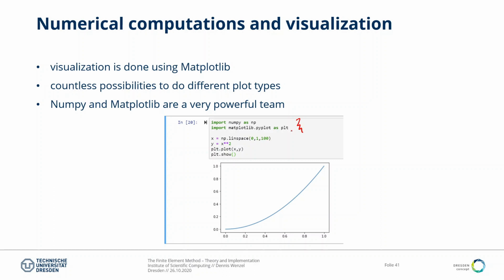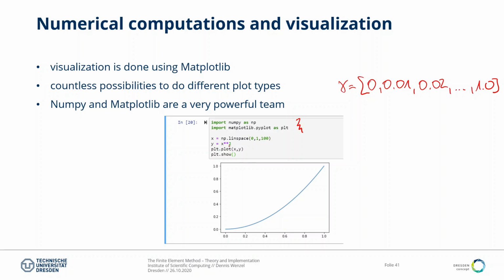Then I'm creating a vector x as a linspace. Linspace means that I take values from 0 to 1 with 100 steps. So 100 equidistant steps between 0 and 1. So what x actually contains is 0 and then 0.01, 0.02, and so on until 1.0. Then I'm defining another vector here that's called y, and it is x square. So the double star is a power operator.